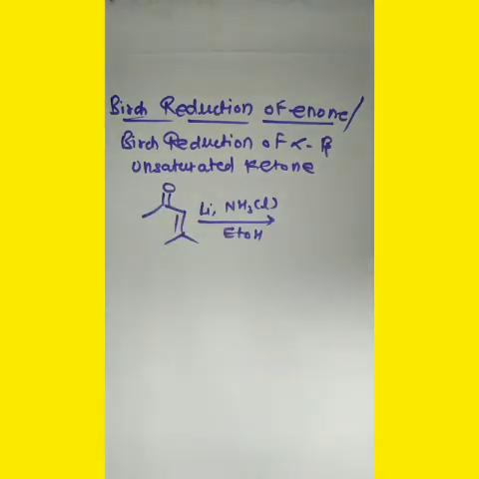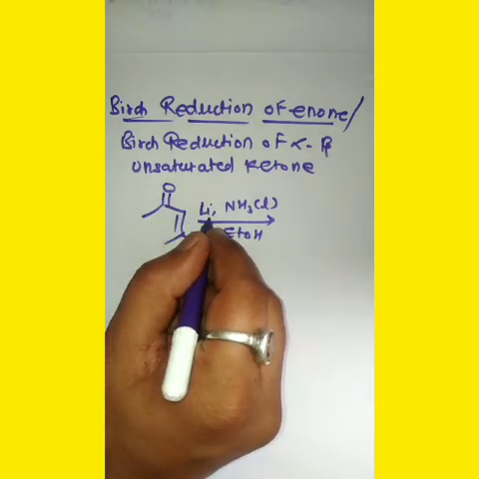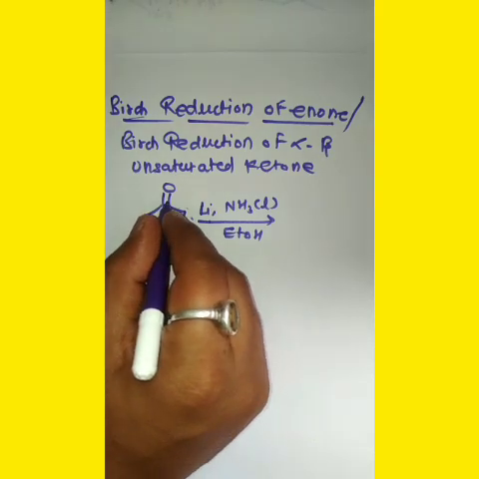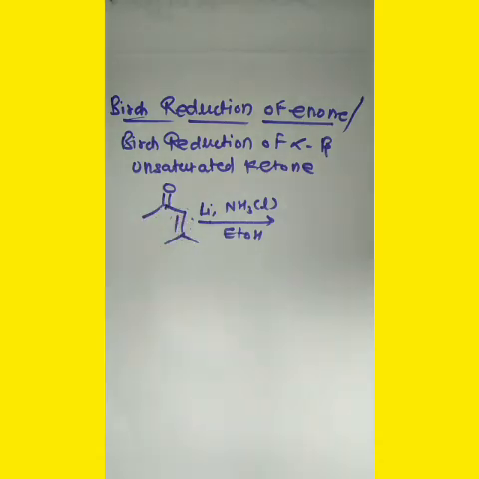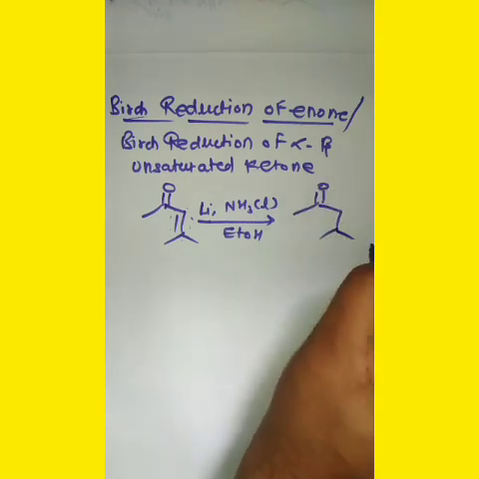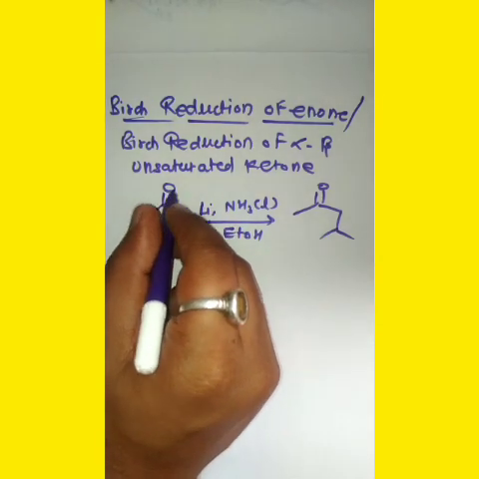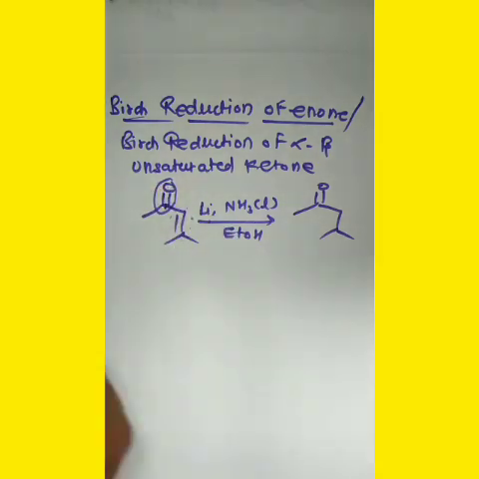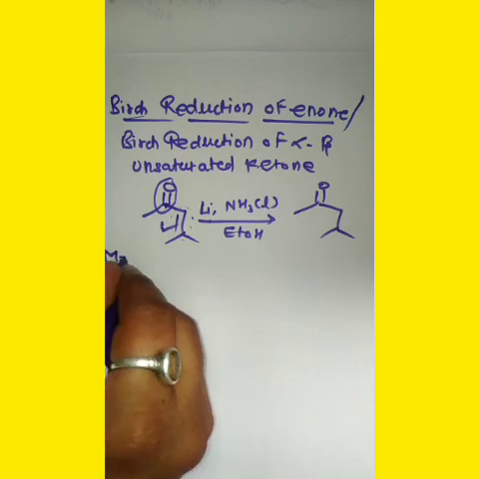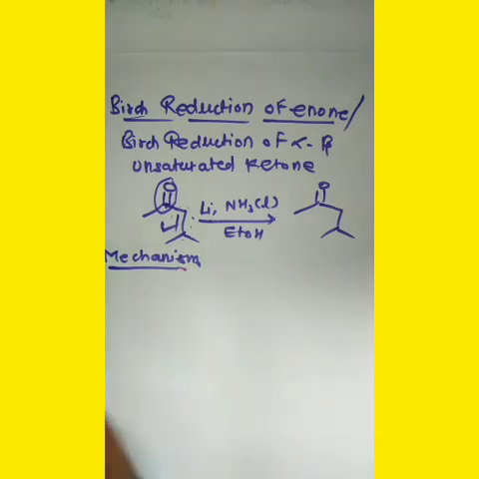Now in the case of alpha beta unsaturated ketones or enones, the Birch reduction happens only at the alpha beta unsaturated center and does not reduce the carbonyl center. So we get the product like this one. Only the alpha beta unsaturated system is reduced and not the carbonyl center. This is not reduced, only this one is reduced. Okay, we see the mechanism step by step.